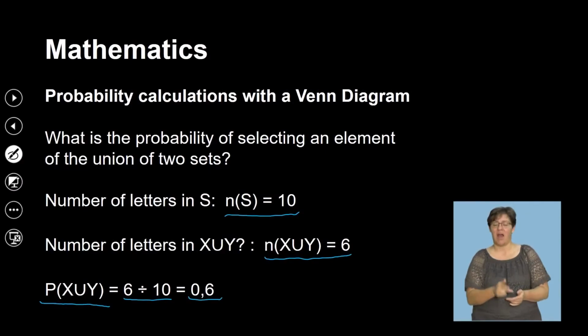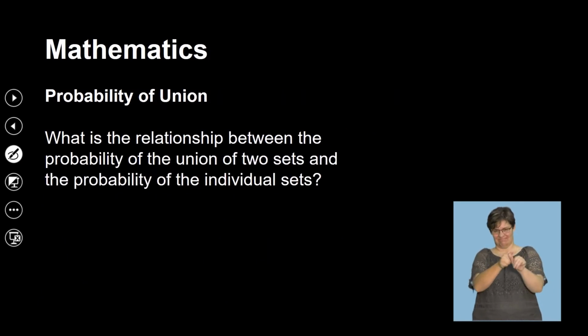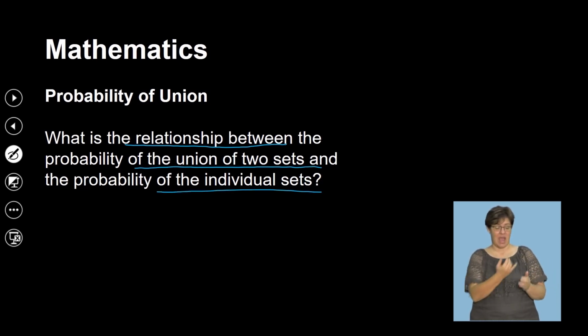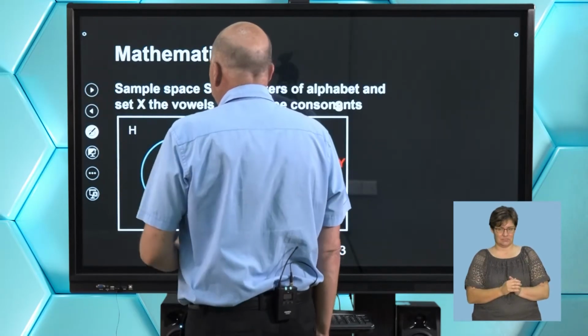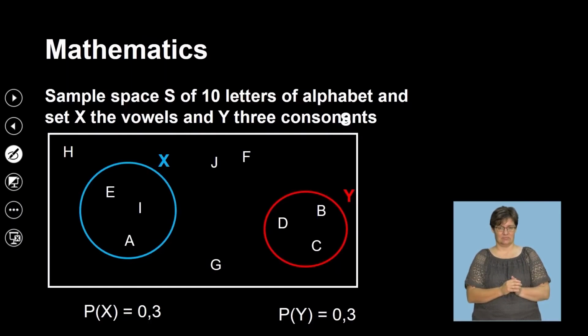Well, fortunately for you, we are on track. And that's the very question that we're going to ask. What is the relationship between the probability of the union of 2 sets and the probability of the individual sets? So let's have a look at it. If we look at the sample space, you'll recognize that what I've got written down here is the probability of X on its own.